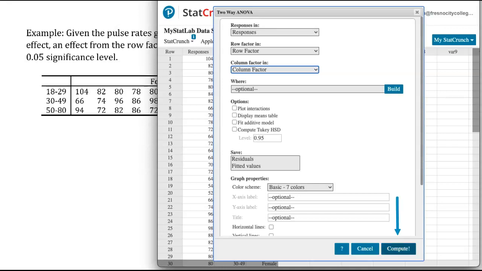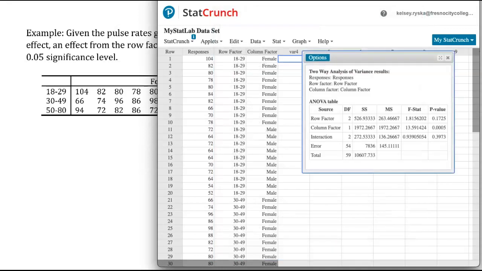Now we'll simply press compute. This runs the two-way analysis of variance for us and gives us all of the data output that we need. We have all of our test statistics and all of our p-values. So let's take these to the example.